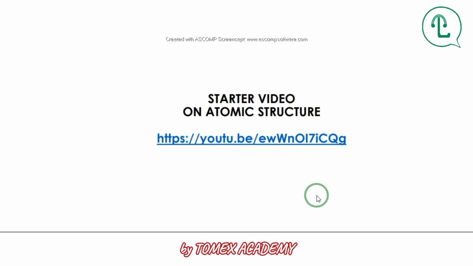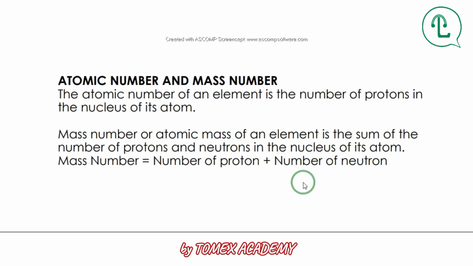This is a starter video on atomic structure. Atomic number and mass number. What is the difference between atomic number and mass number? The atomic number of an element is the number of protons in the nucleus of its atom, while the mass number or atomic mass of an element is the sum of the number of protons and neutrons in the nucleus of its atom. Mass number is equal to number of protons plus number of neutrons.